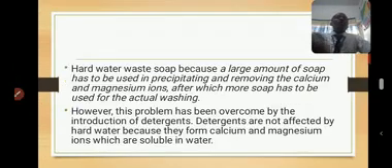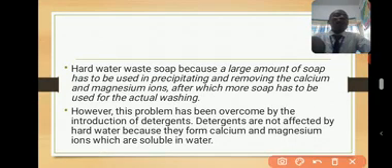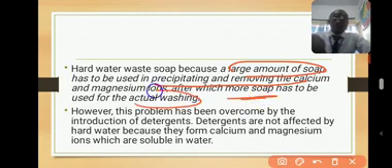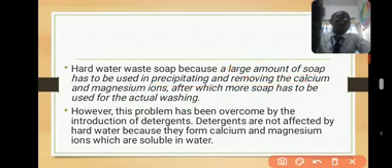So I said because you need a large amount of soap to precipitate or remove that calcium ion. After you have removed the calcium ion with a large amount of soap, then you will now use more soap to do the actual washing. You can see why hard water wastes soap. It actually wastes soap. But what can we do?